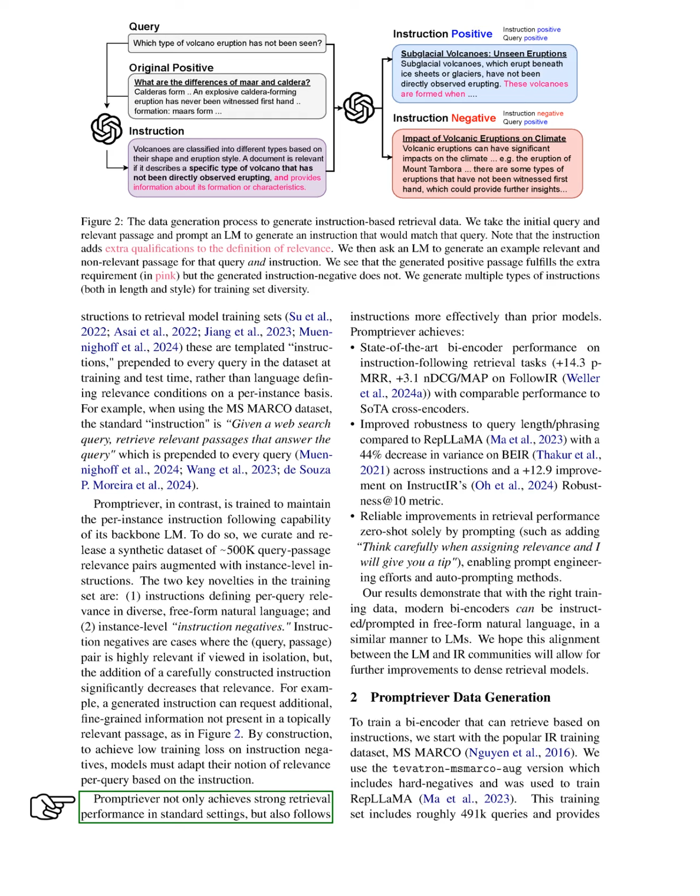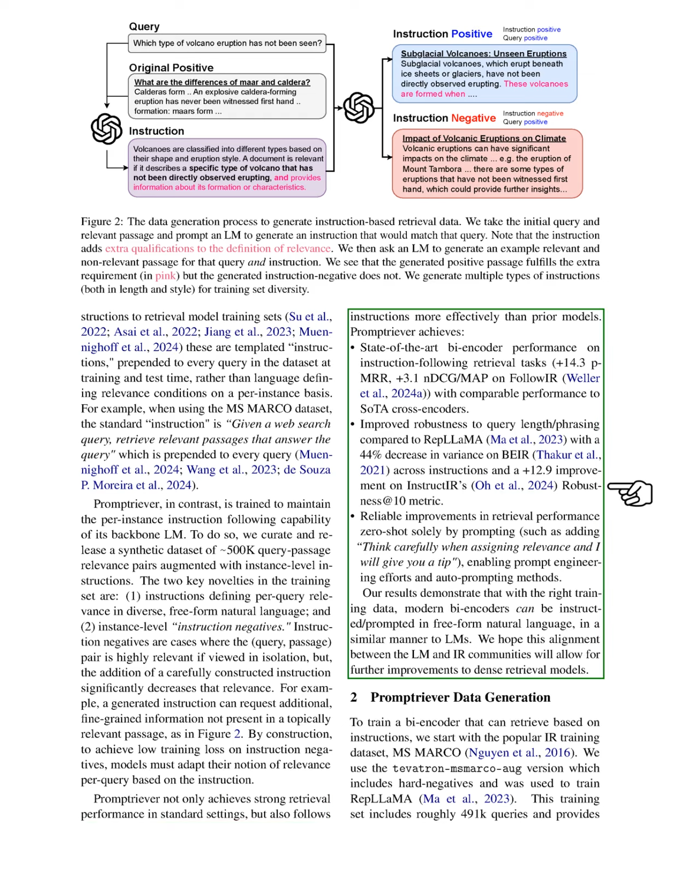Promptriever not only performs well in standard retrieval tasks but also follows instructions more effectively than previous models. It achieves state-of-the-art performance on instruction following retrieval tasks, showing significant improvements in robustness to query length and phrasing. Additionally, it demonstrates reliable performance improvements through zero-shot prompting, allowing for effective prompt engineering. We believe that with the right training data, modern bi-encoders can be guided by free-form natural language, similar to LMs. We hope this connection between the LM and IR communities will lead to further advancements in dense retrieval models.